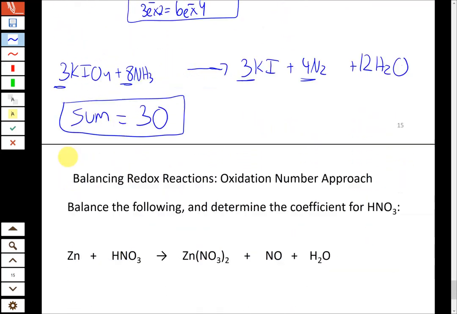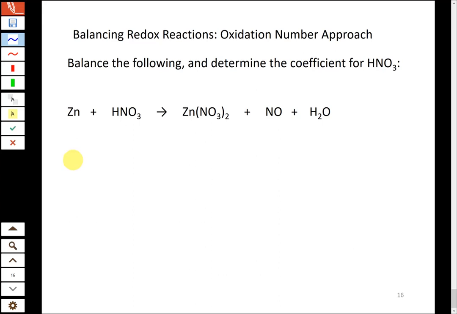All right, last one here before we adjourn for spring break, which has one more little, I guess, I don't want to say trick, but one other little additional feature that we have to account for in some of these redox reactions. So we'll start out this one normally. We're just going to assign oxidation numbers as normal.